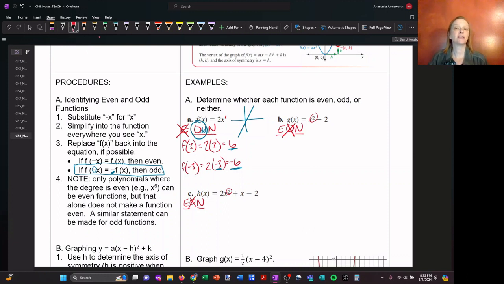Looking at the next example. This is a quadratic function. It creates a parabola.